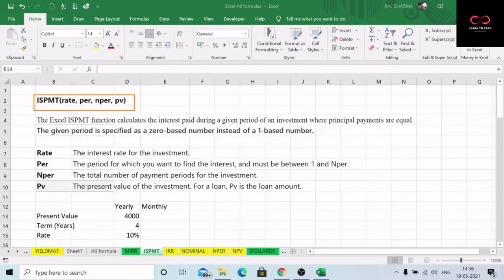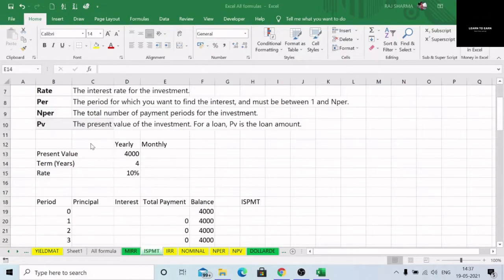So what are these? Rate is the interest rate for the investment or the loan. Per is the period for which we want to find the interest. Then nper is the total number of periods. And pv is the present value of the investment or the loan amount.